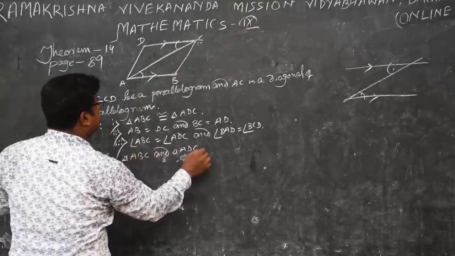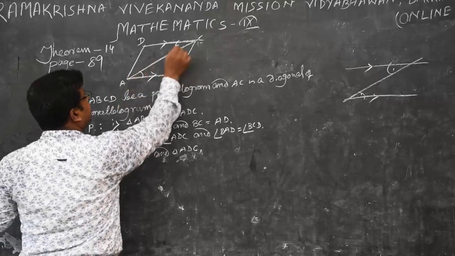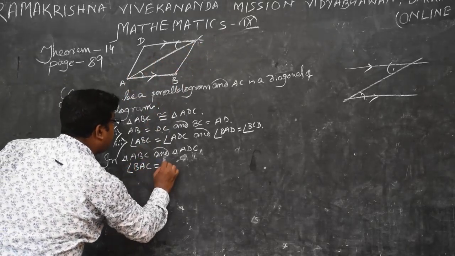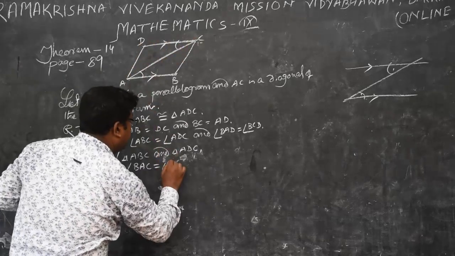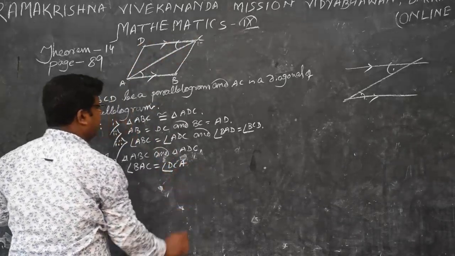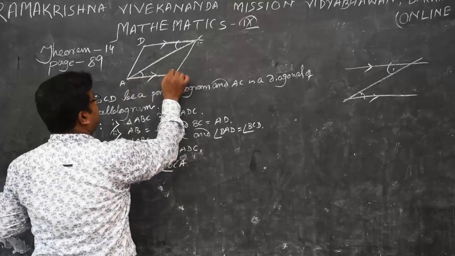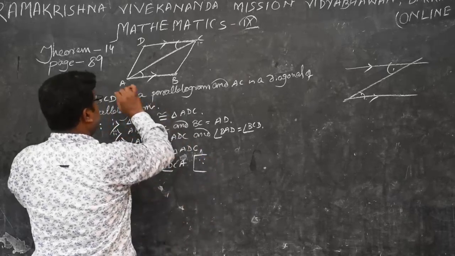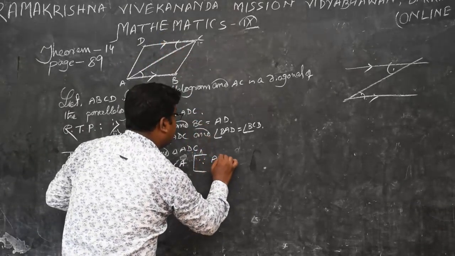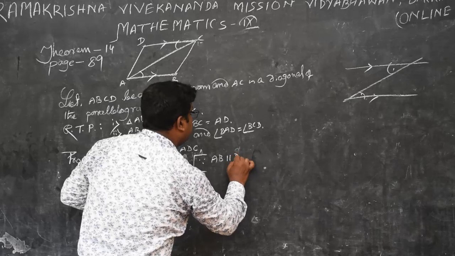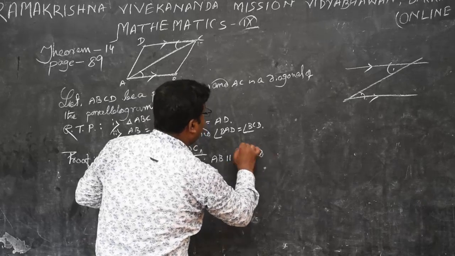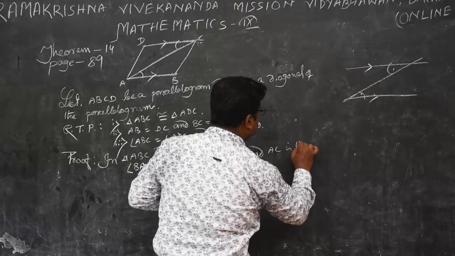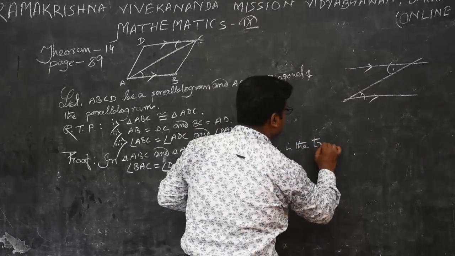In triangle ABC and triangle ADC, angle BAC equal to angle DCA. Why are they equal? Because AB parallel to DC and AC is the transversal.